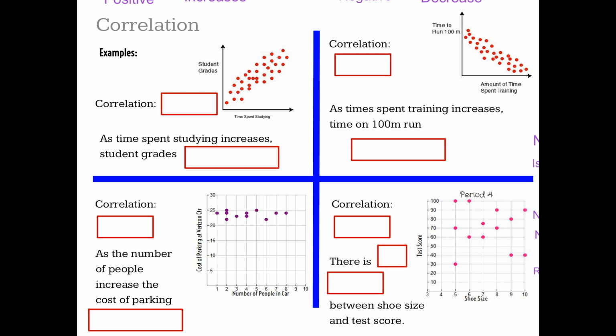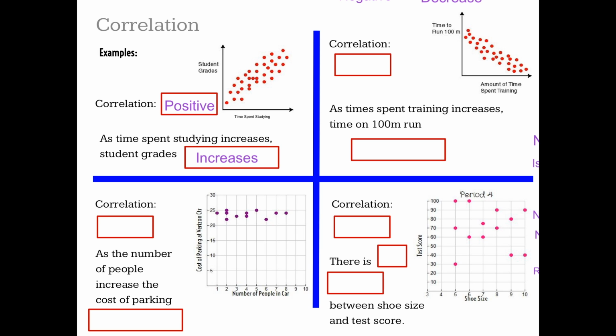So first we call this correlation positive. As time spent studying increases, students' grades increase. So this is a positive correlation. As one thing goes up, the other thing goes up. That's what makes it a positive correlation. It doesn't necessarily have to be a good thing. In this case it is, the time studying is a good thing and the student's grade going up is a good thing, but that doesn't necessarily make that a positive encounter. The positive correlation is that both things are going up.